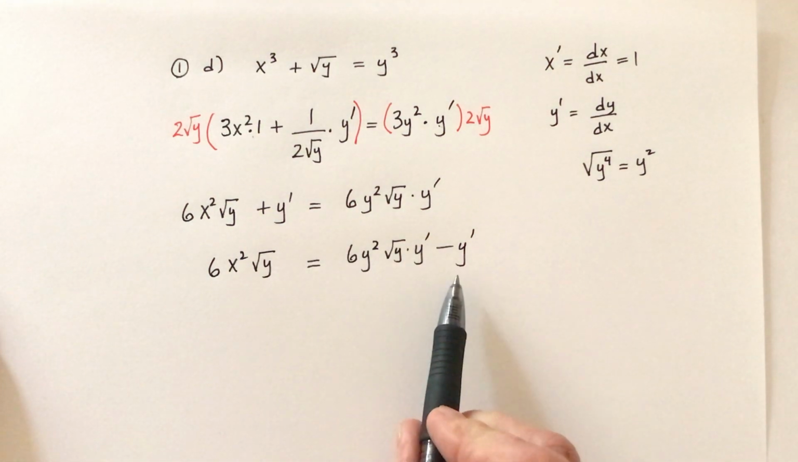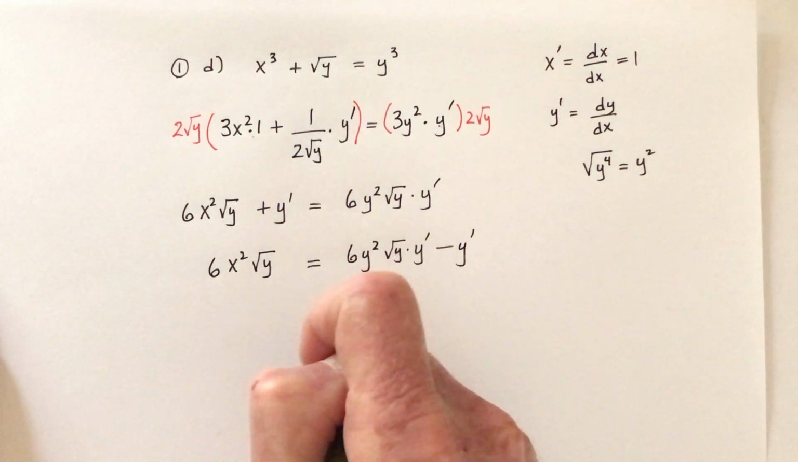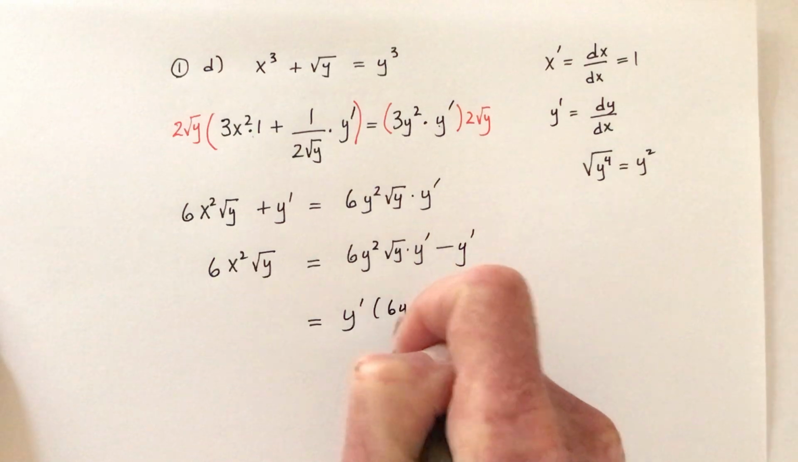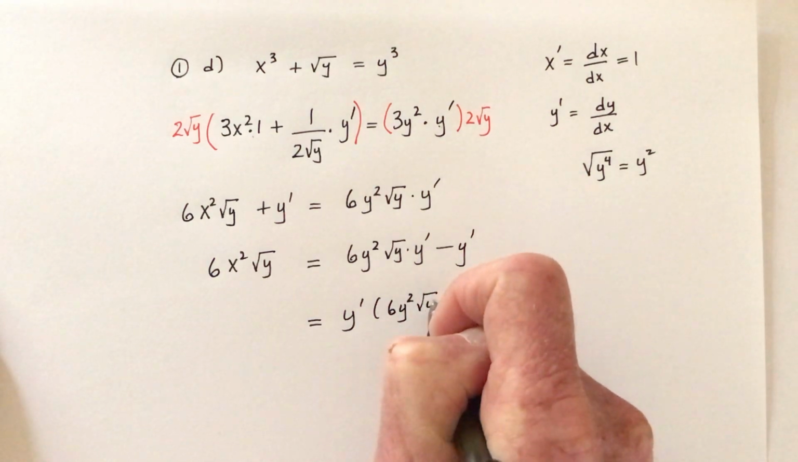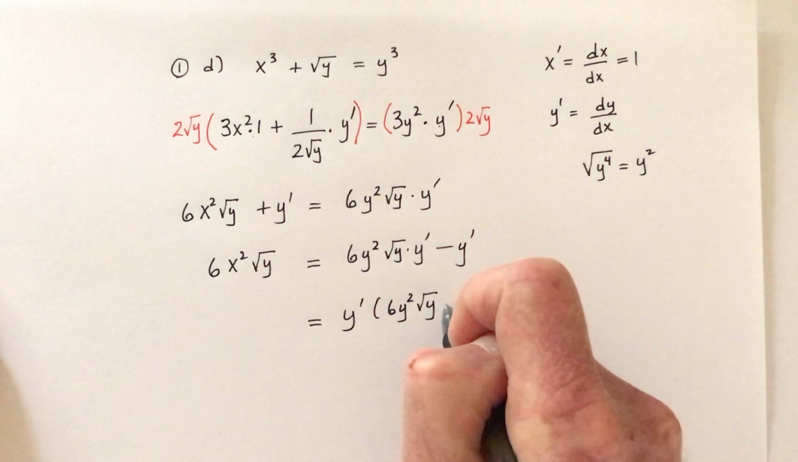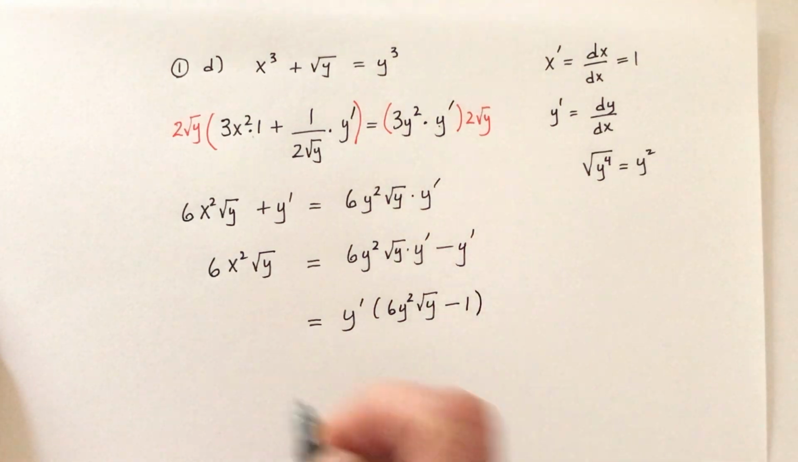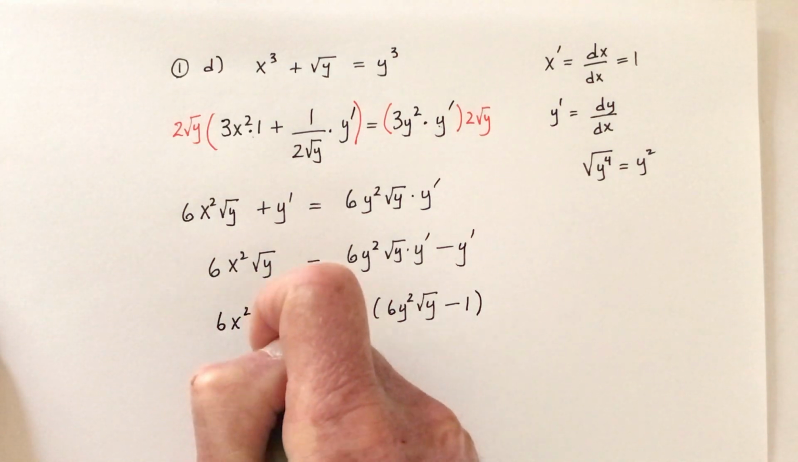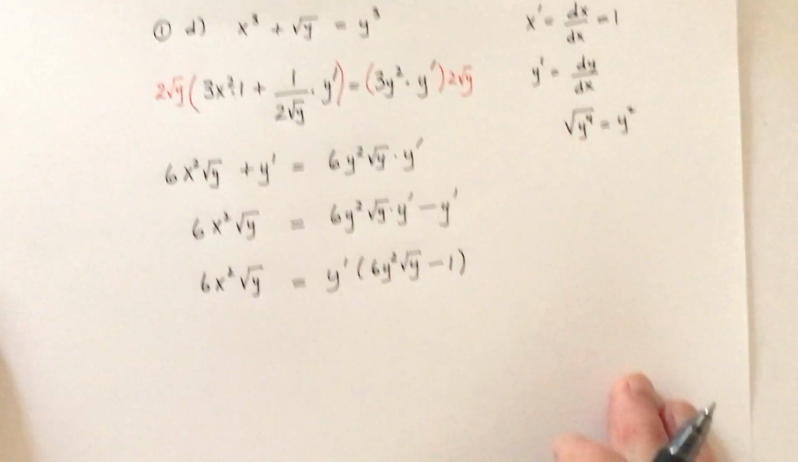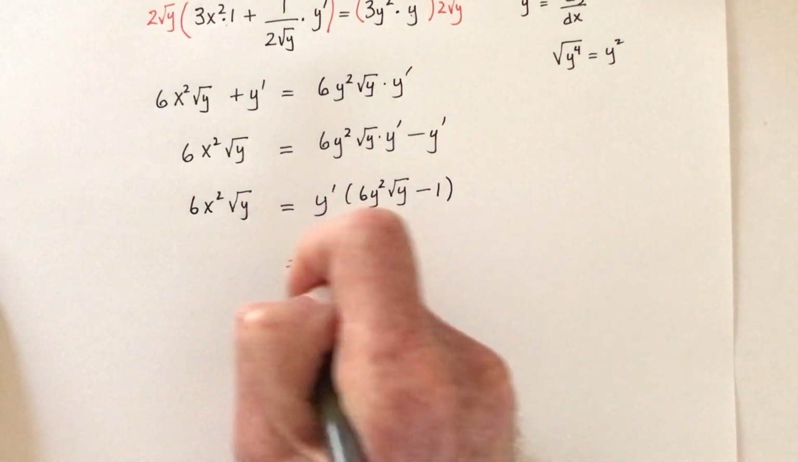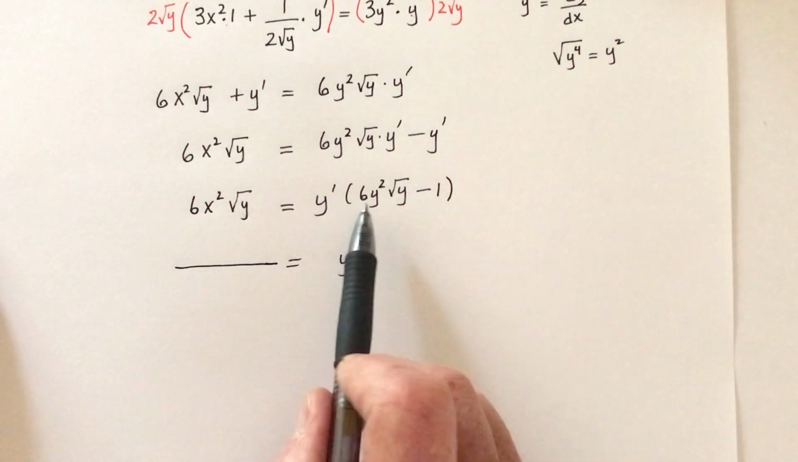Now over here, both of these have y prime, so I could factor that out. So factor out this y prime. When I factor this one out, it's going to leave behind a minus 1. And then just copy down the left side. And the last step is to solve for y prime. I just need to divide both sides by this thing.